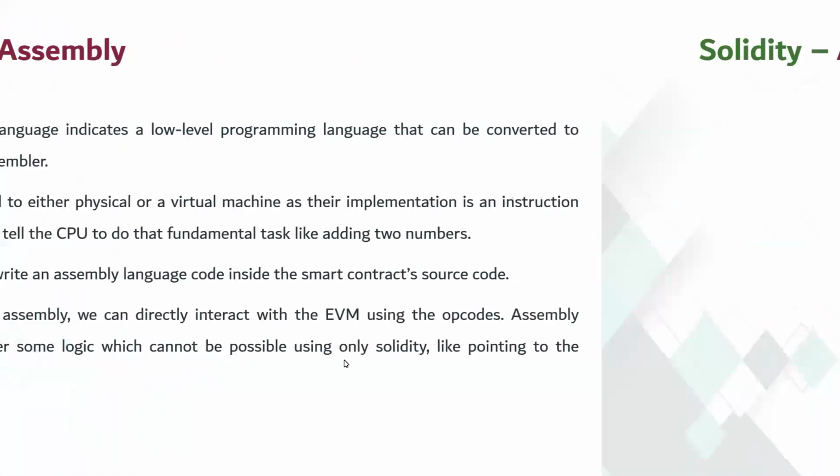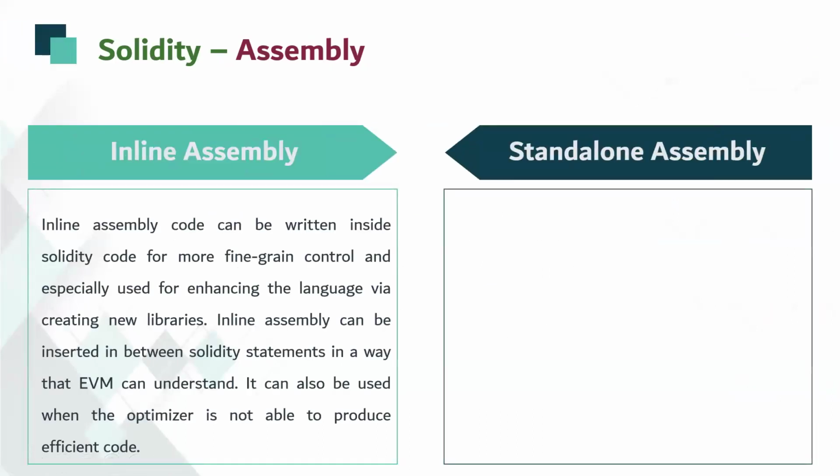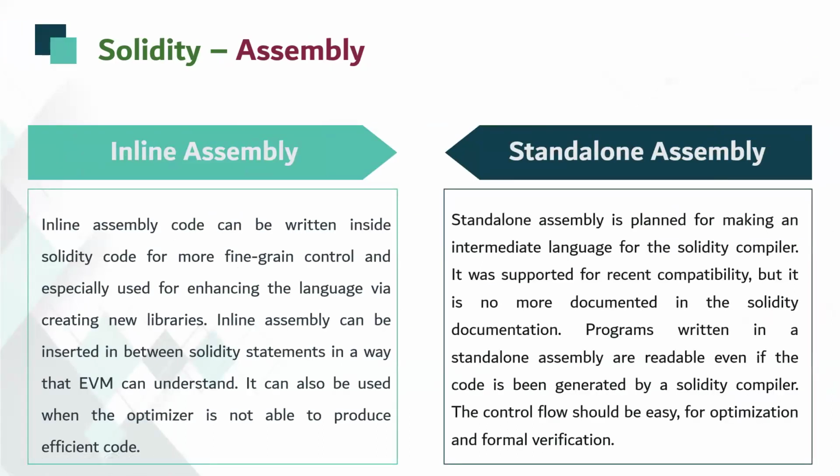One of the main advantages of using assembly in Solidity is that it can help reduce the gas cost of deploying a contract. Gas is the unit of computation of the Ethereum network, and each operation in a smart contract consumes a certain amount of gas. By writing assembly code, you can have more control over the execution and optimize your code to reduce gas costs.